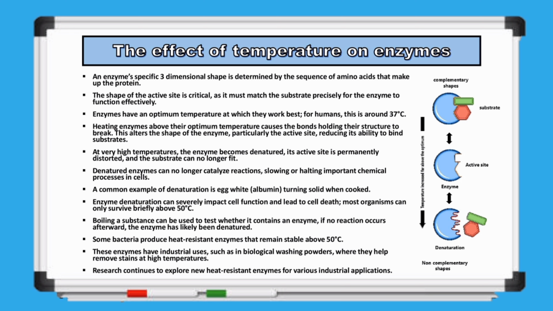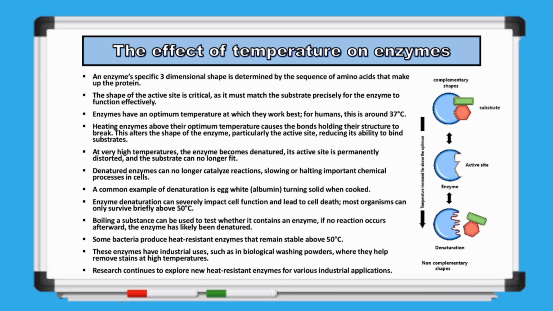Enzymes also have an optimum temperature. For humans, that's around 37 degrees Celsius. That's the temperature where they work best. But when the temperature goes higher than this, things start to change. As we heat an enzyme beyond its optimum, the bonds that hold its shape begin to break. That means the enzyme, especially its active site, starts to lose its exact shape. When this happens, the substrate no longer fits properly, and the enzyme becomes less effective.